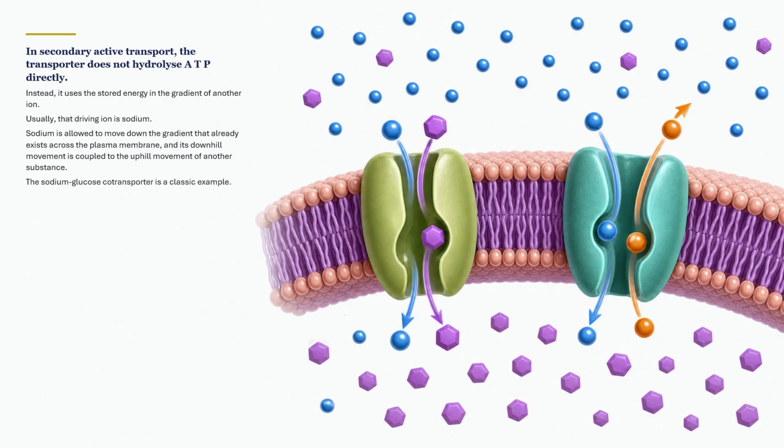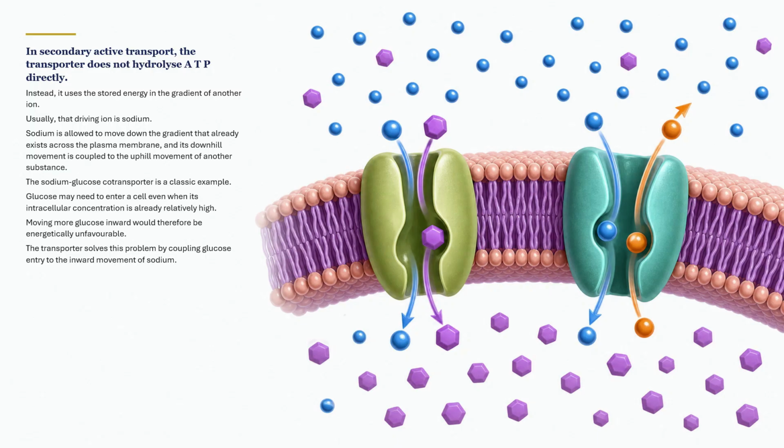The sodium-glucose cotransporter is a classic example. Glucose may need to enter a cell even when its intracellular concentration is already relatively high. Moving more glucose inward would therefore be energetically unfavorable. The transporter solves this problem by coupling glucose entry to the inward movement of sodium. Sodium moves downhill along its gradient, and the energy released by that movement carries glucose uphill against its own gradient.